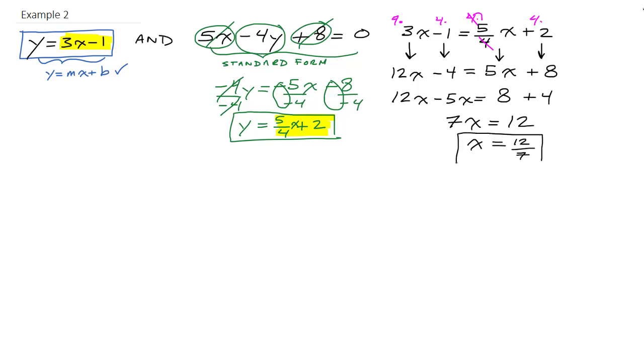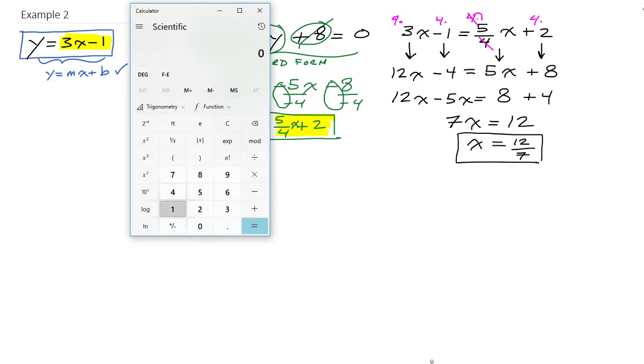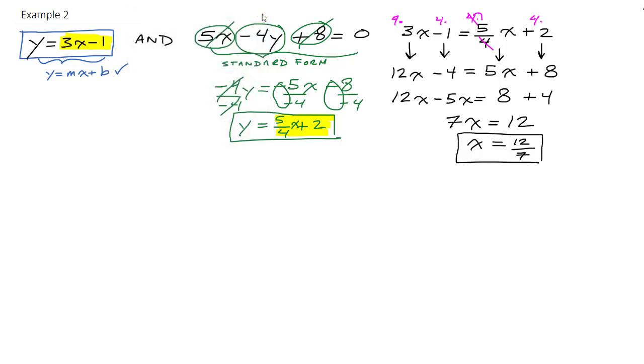All right, so that's a decimal number, right? If I bring up my calculator here, we're going to get a decimal, right? 12 divided by 7 is, look at it, 1.714, blah, blah, blah. It starts to repeat, but that's a really long decimal. So we don't want to use decimals. We like the fraction better, okay? The fraction is more accurate, and it's easier to work with when we substitute it in to find the y.